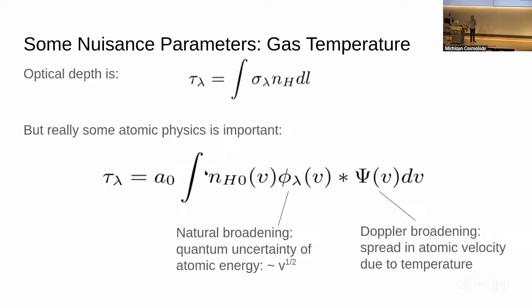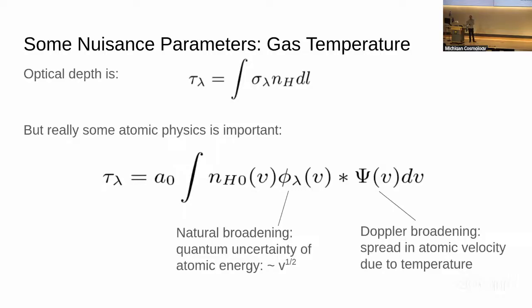It has some atomic physics. So this is some line transition. This is the neutral hydrogen density. This is the broadening function due to the atomic physics in the line. This is the Voigt profile. It has two components. One is the natural broadening. This comes from the quantum uncertainty in the atomic energy of the transition. It is usually subdominant. The other one is the Doppler broadening, which is the spread in the velocity of the atom due to the temperature, right?